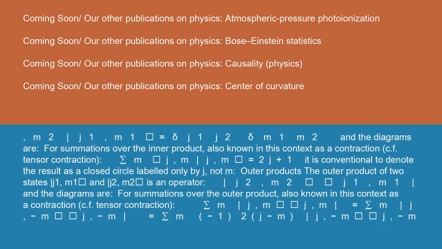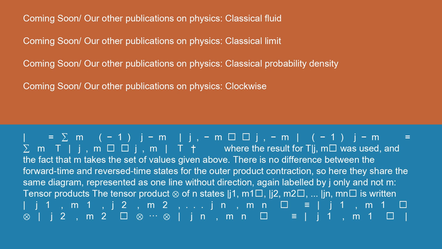For summations over the outer product, also known in this context as a contraction, cf. tensor contraction, the sum over m of |j,m><j,m| equals the sum over m of |j,-m><j,-m|, equals the sum over m of (-1)^(2j-2m)|j,-m><j,-m| with the result for T|j,m> used, and the fact that m takes the set of values given above. There is no difference between the forward time and reverse time states for the outer product contraction. So here they share the same diagram, represented as one line without direction, again labeled by j only and not m.